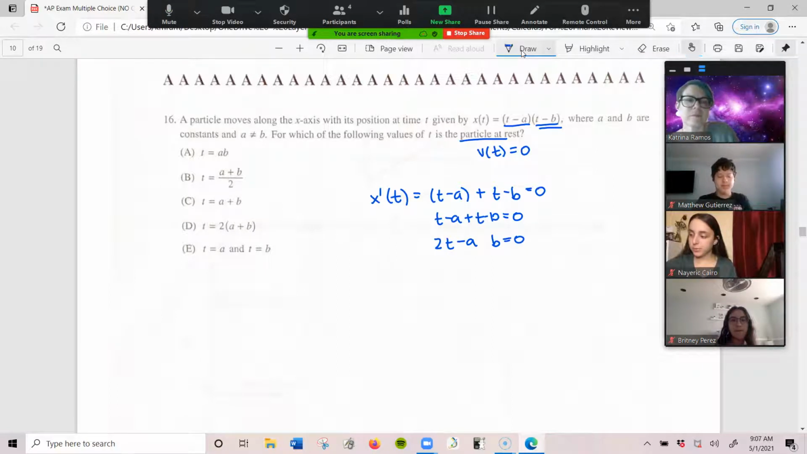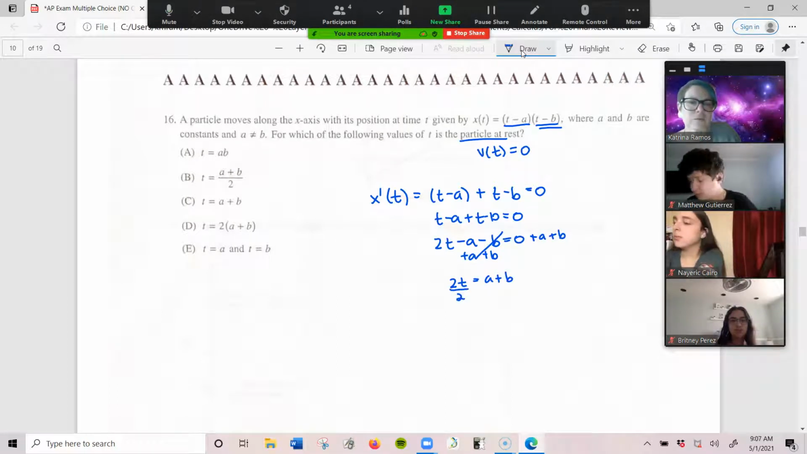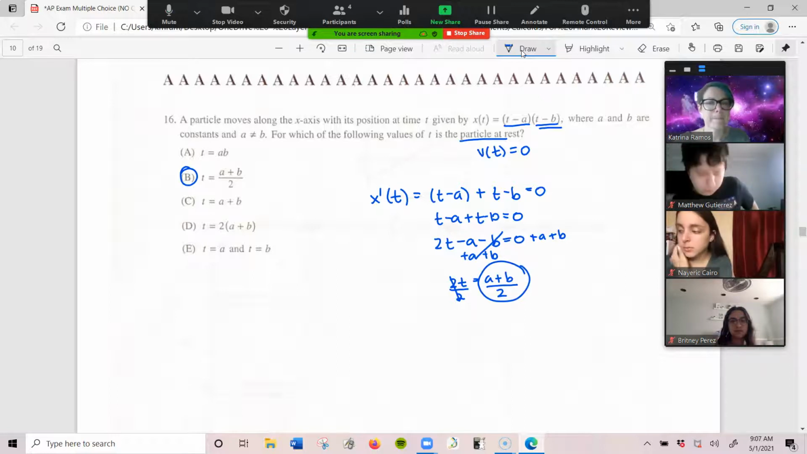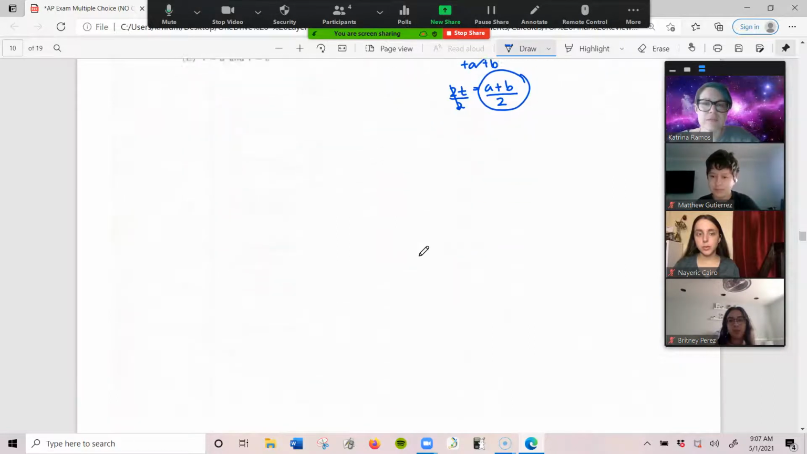Okay, minus. There. Okay, so we're going to add the a and add the b over to the other side. We get 2t is equal to a plus b, and then divide by 2. So that would be the correct answer, B. Questions on that one? Okay, let's go to number 17.